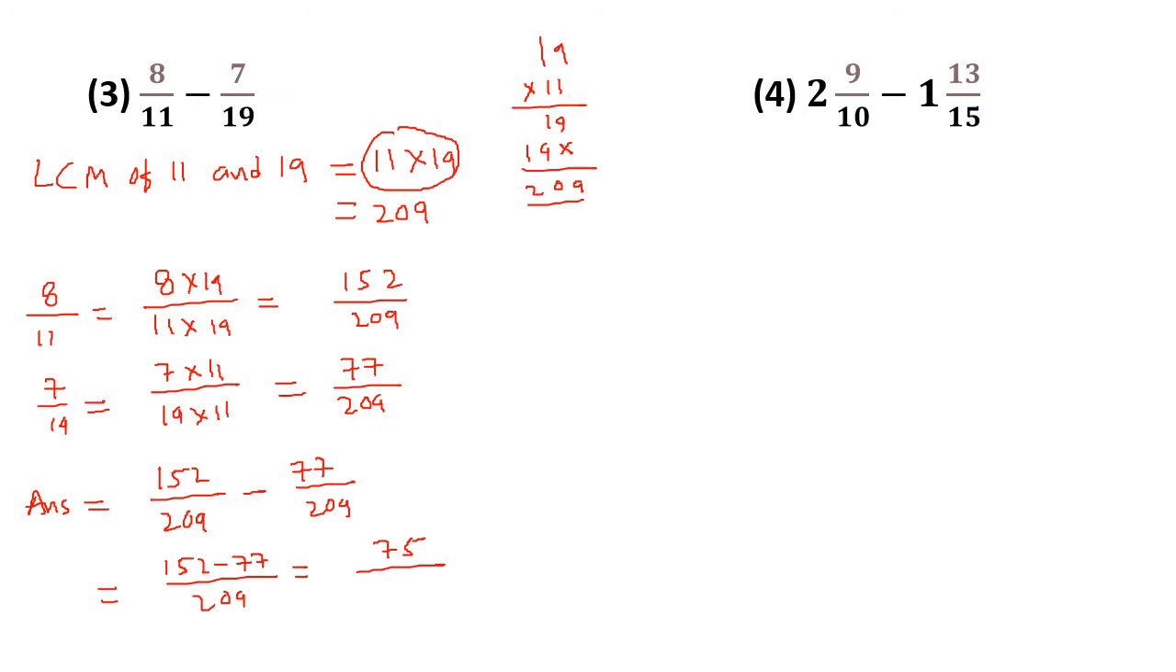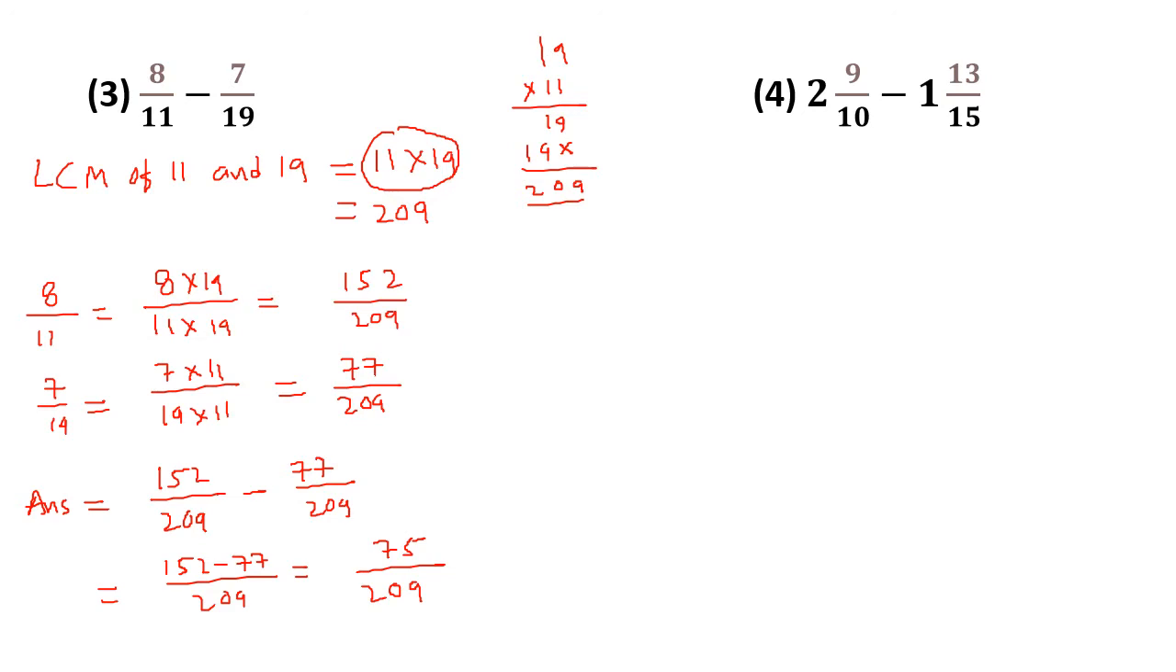So 75 over 209. Now you can think of making it in the simplest form. So I'm giving you homework. You check if there is a common number that can divide 75 and 209. Otherwise, this is our final answer.